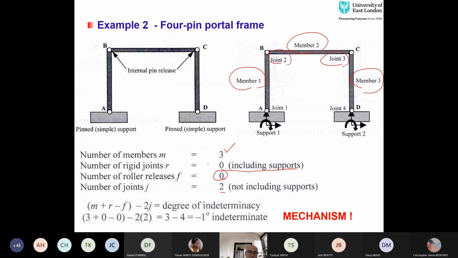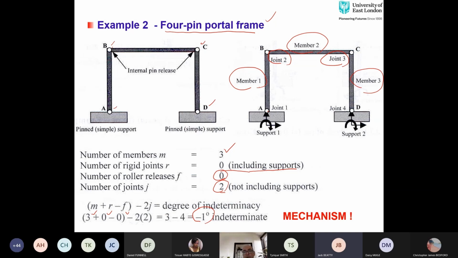Now if we put all this information here, m plus r minus f minus 2j, and then you can see that this is mechanism. Why is it a mechanism? Because when you apply a horizontal load, because it can rotate at B and C, it will simply move away in lateral direction. What will you do to avoid mechanism? Replace the pin supports.